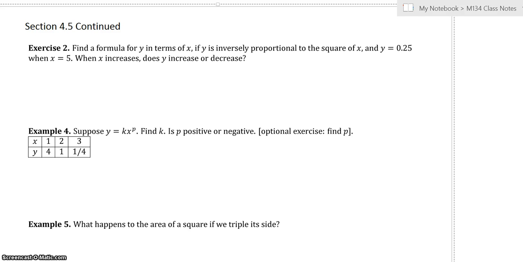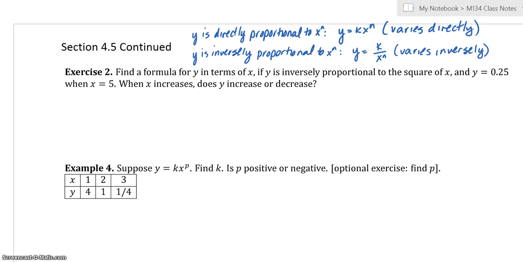Hello again. In this video, we're going to continue with section 4.5, modeling with power functions using directly and inversely proportional. So before we start exercise 2, let's review that. So y is directly proportional to x^n. If you have that situation, then the formula is going to be y equals k times x to the n. If y is inversely proportional to x^n, then y equals k over x^n.